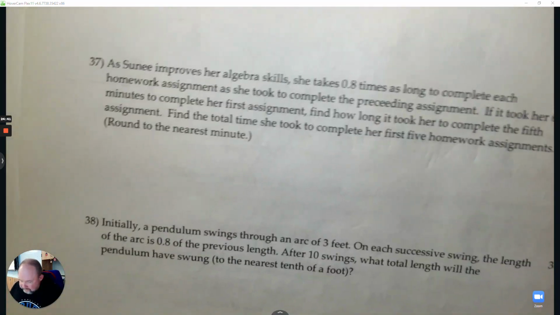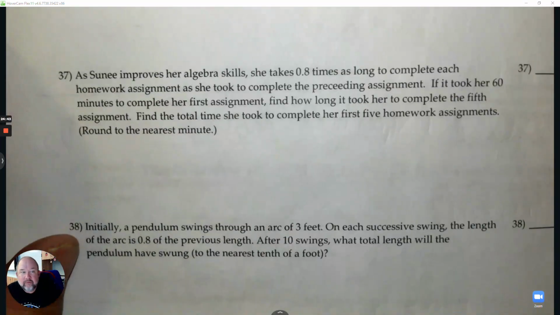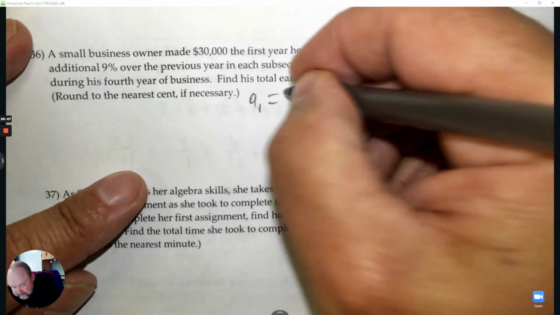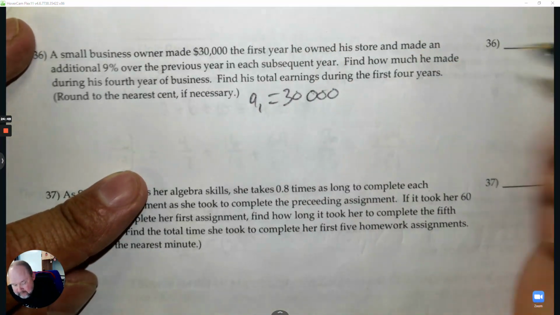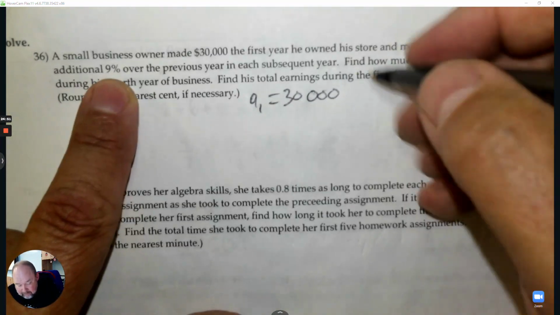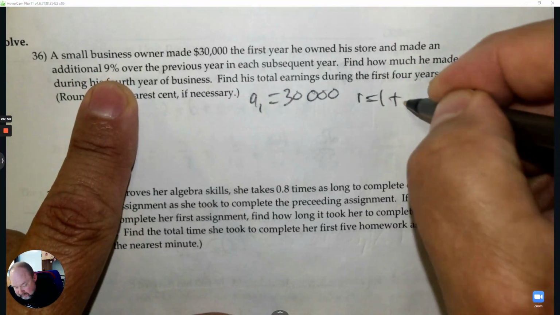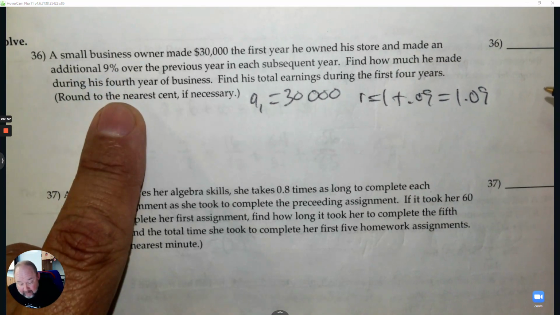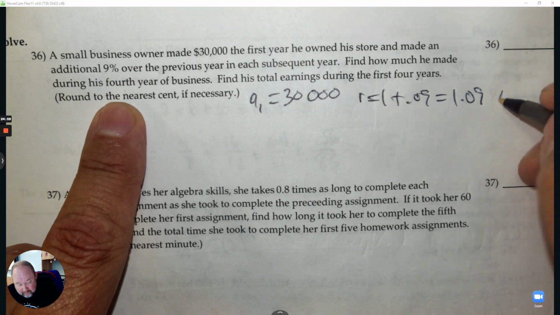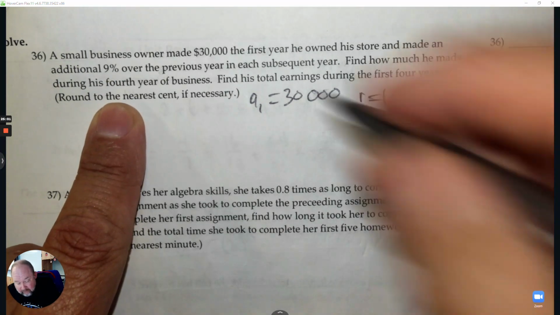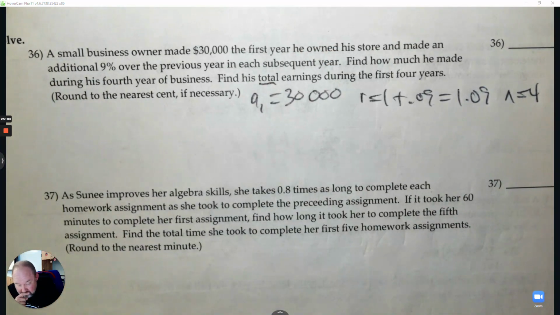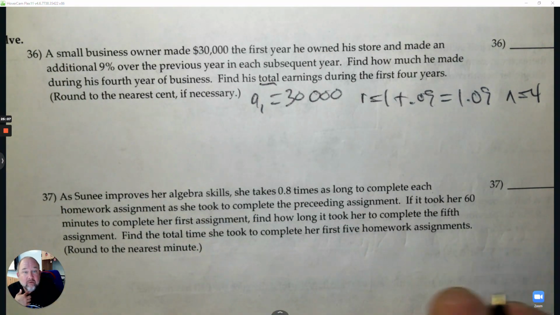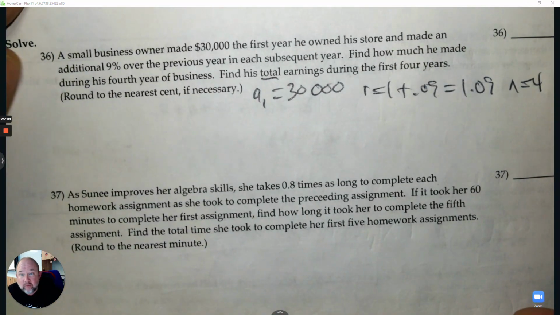Our last page. A small business owner made $30,000 the first year. That's A1. Again, you should try it. Press pause. And made an additional 9%. So the R is 1 plus 0.09 or 1.09. Find how much he made during the fourth year and the total earnings during the first 4 years, and then round if necessary. So we have two questions.